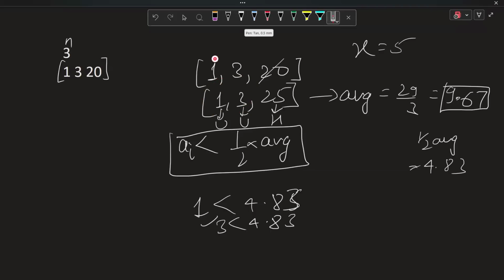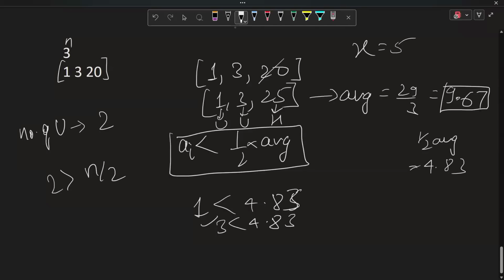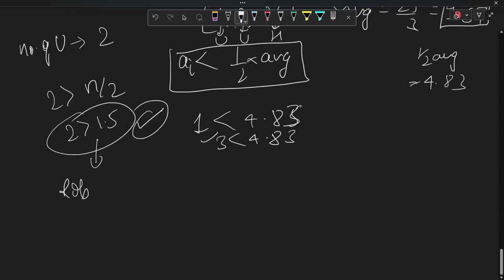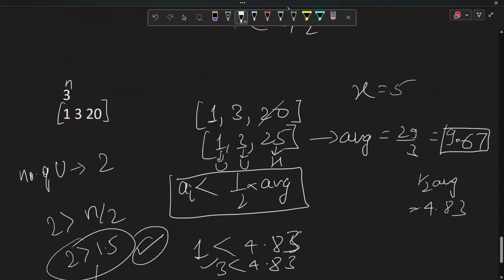Now we would say that the number of unhappy people is 2. We need to check whether this 2 is strictly greater than half of the number of people. The number of people was 3 here, so half of 3 is 1.5. This 2 is greater than half of 3, so yes, Robin Hood will appear in this case. This was the case when we took x equal to 5. So for x equal to 5, Robin Hood will appear.